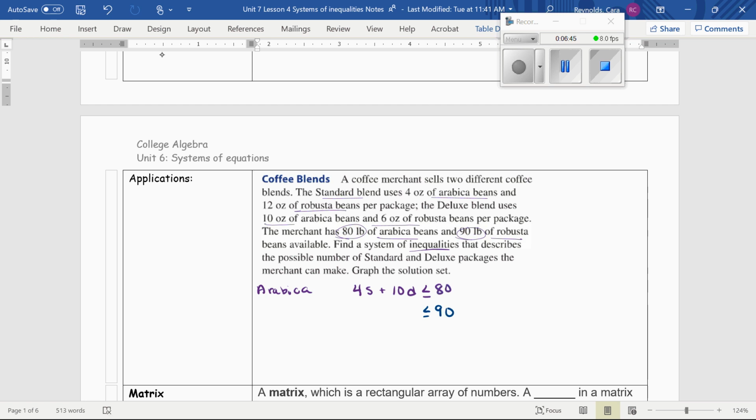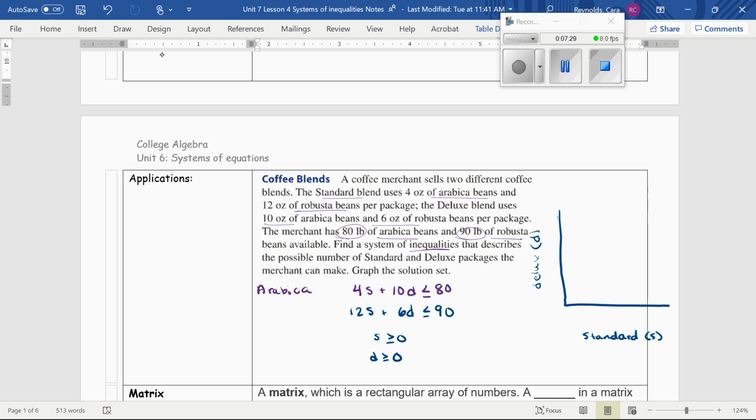In our first blend, or in our standard blend, we use 12 ounces of them, and in our deluxe blend, we use 6 ounces of them. We also need to just know that in word problems, typically we're going to be greater than or equal to 0 for both of those. So when you look at your graph, you're really only looking at quadrant 1. And so I'm going to let down here be my standard blend, or my S, and then the side be my deluxe blend, or my D.